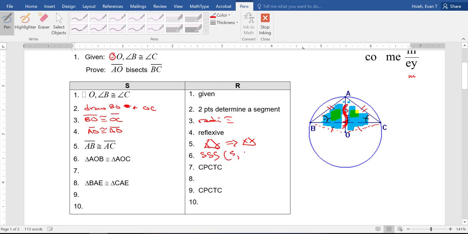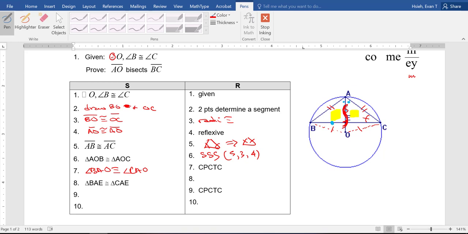Steps 5, 3, and 4. And now I can say that those upper angles are congruent. So angle BAO is congruent to angle CAO by CPCTC. And now I can prove the original set of triangles that I was thinking of proving congruent. Those two, the yellow ones.